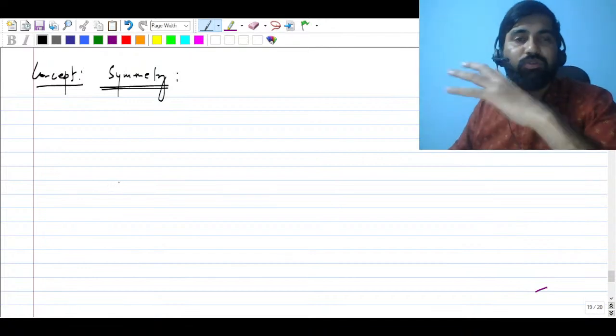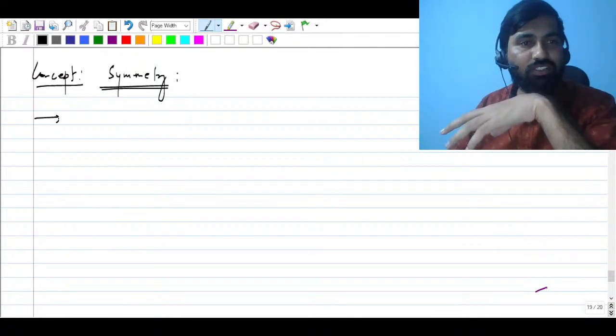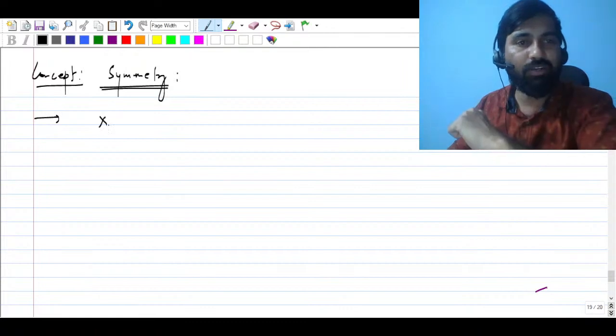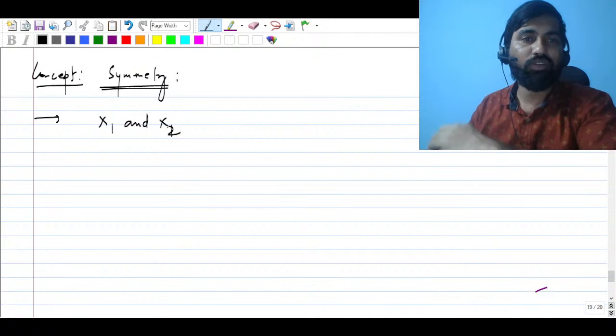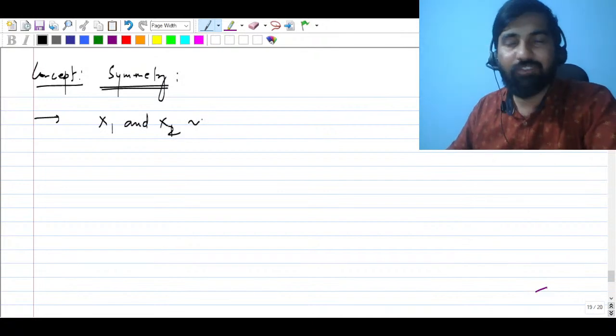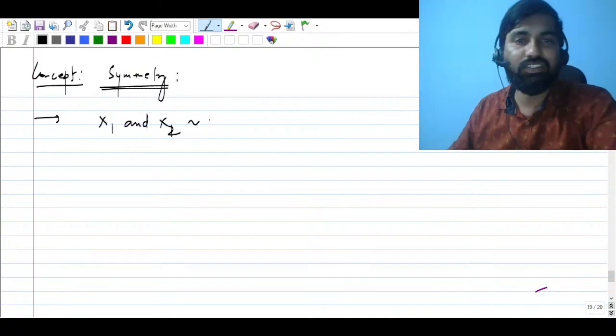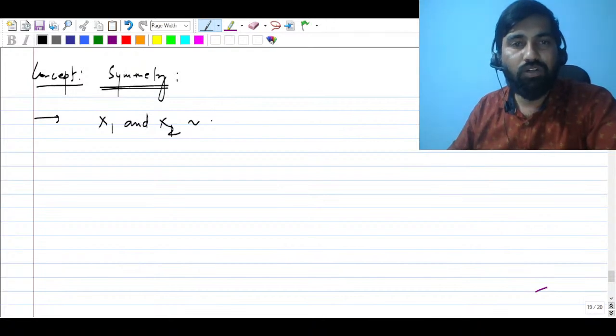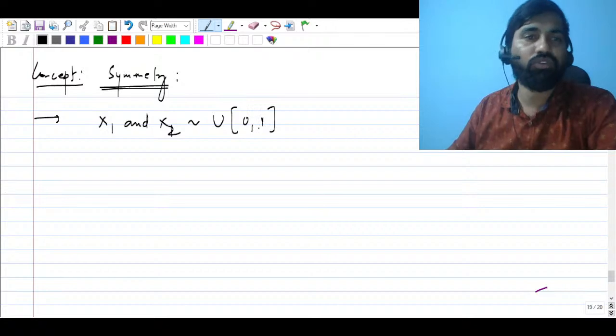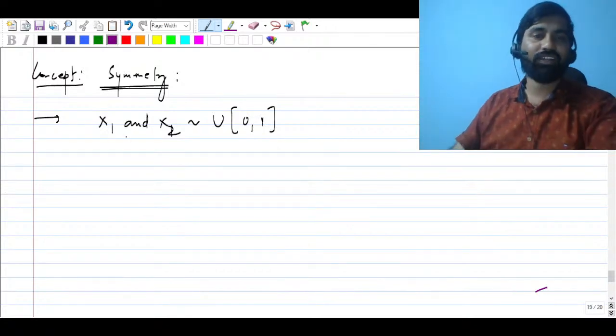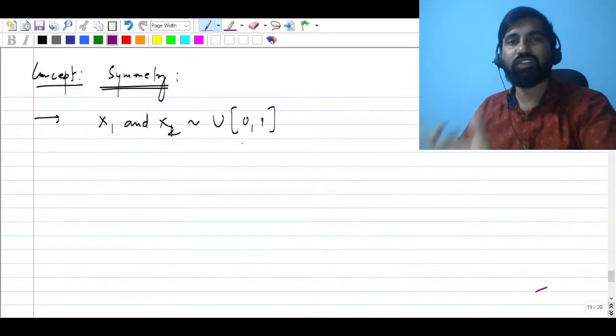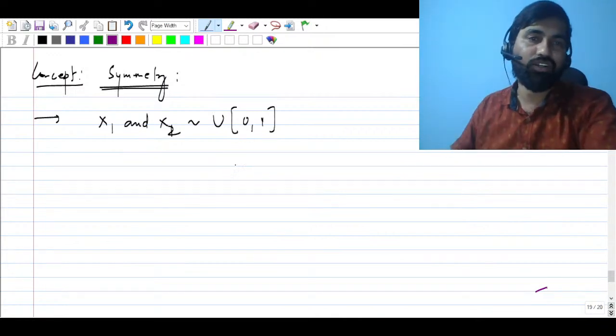So the situation will be like this. Suppose you have got two random variables x1 and x2, and they have got a uniform distribution. You can say they are uniformly distributed between 0 and 1. So you have got two random variables x1 and x2, and they have got the uniform distribution, that is 0 and 1.